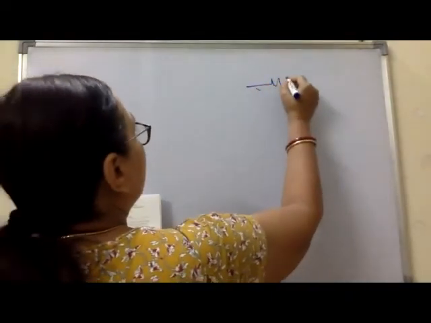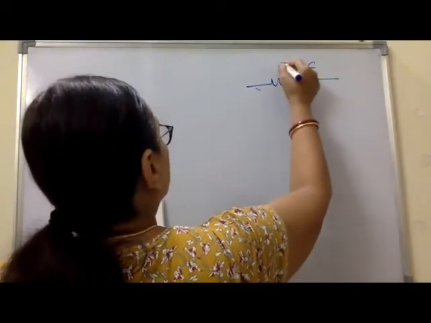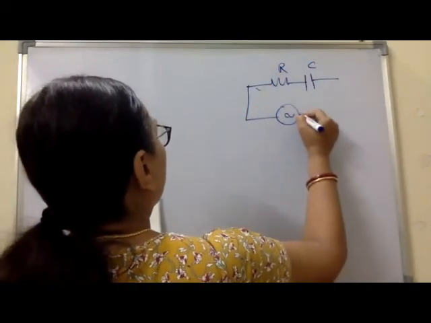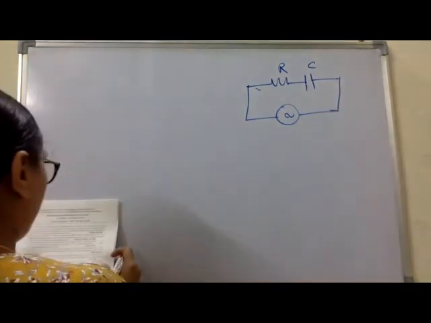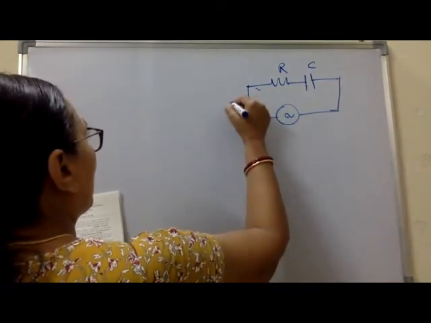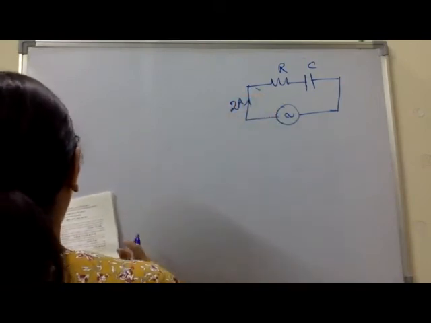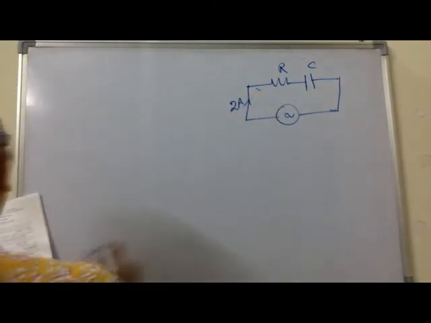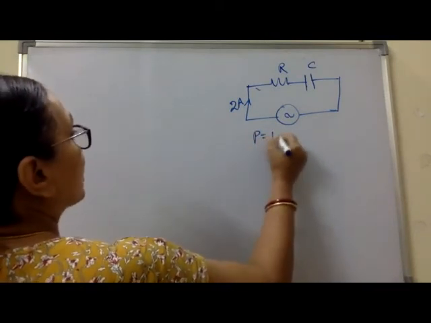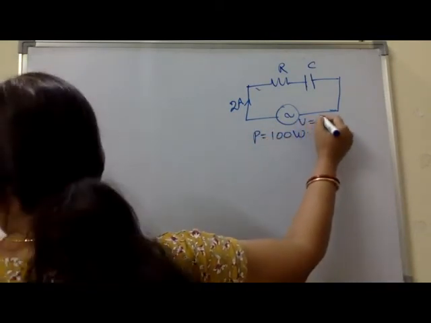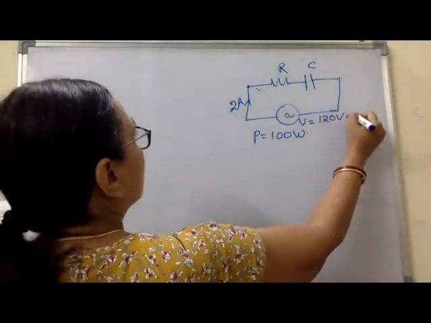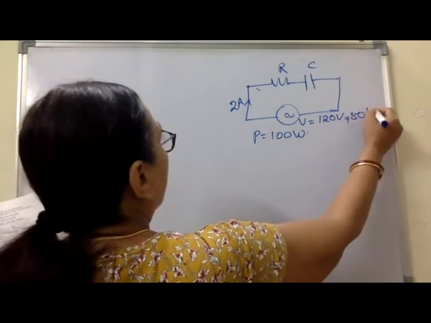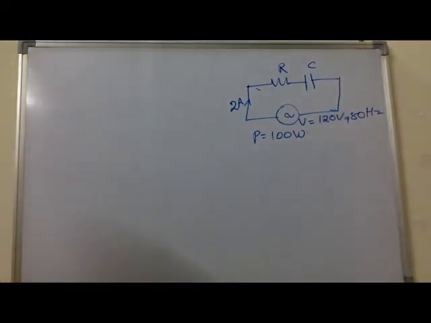A voltage of 120 volts at 50 hertz is applied to a resistance R in series with a capacitor C. The circuit draws 2 amperes, and the power loss in the resistance is 100 watts. So P is equal to 100 watts, and V is equal to 120 volts, 50 hertz. Now calculate the resistance and the capacitance.